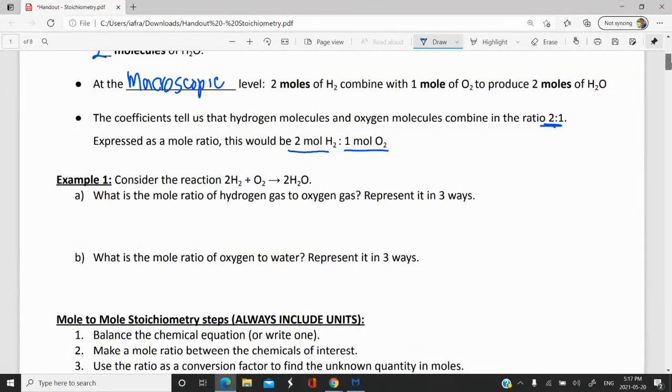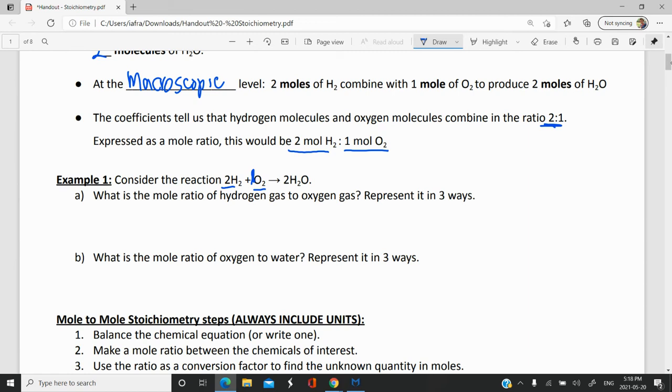So let's do our first example over here, just to understand how to represent ratios when we're doing problems. So let's look at the first question here. What is the mole ratio of hydrogen gas to oxygen gas, represented in 3 ways? Don't forget, if there's no number here, it means 1. We always check to make sure our equation is balanced first. In this case, it is. But always try to see if it's balanced beforehand, because it might not be.